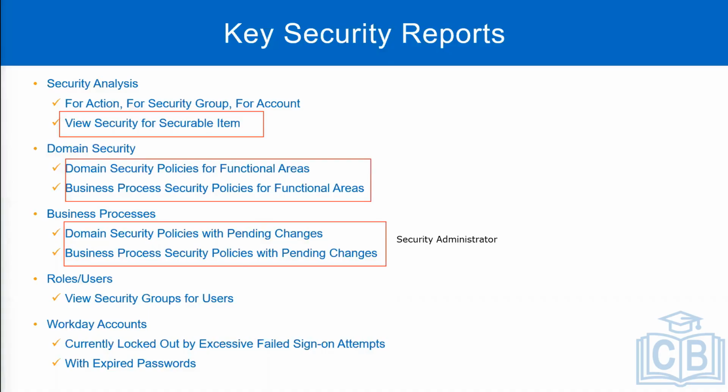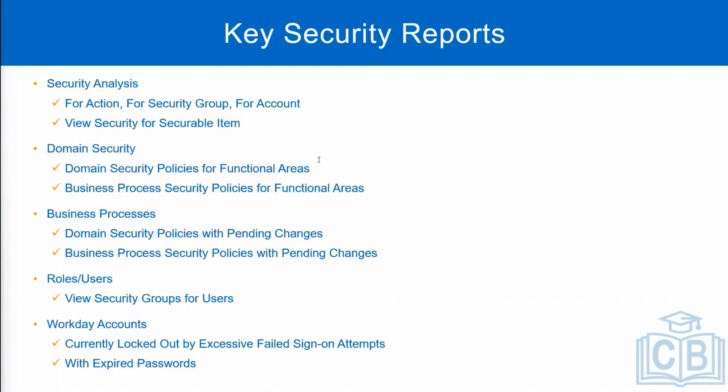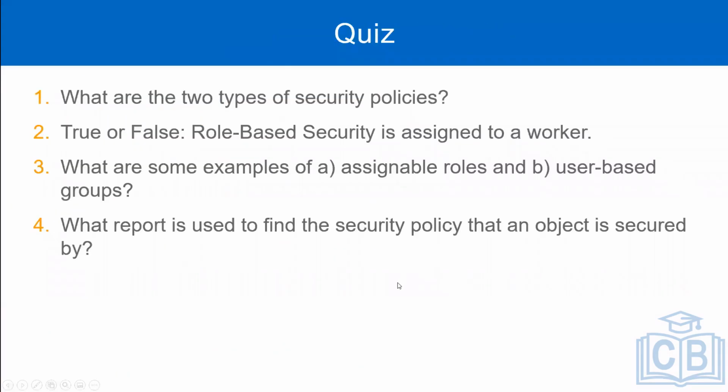Now let's do a quick quiz. Quick quiz about security. What are the two types of security policies? Domain security policy and business process security. Perfect. Domain security policies and business process security policies. True or false? Role-based security is assigned to a worker. False. The answer is false. Where do we assign a role-based security group? Where or to whom? To the position.